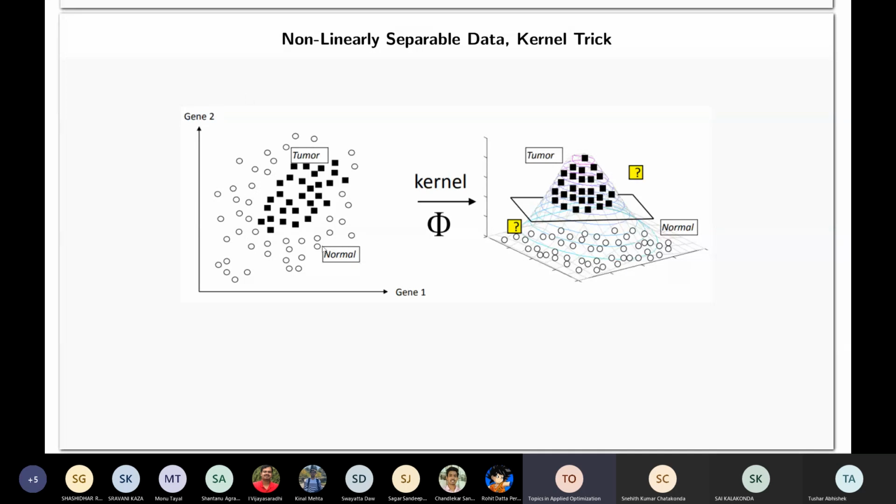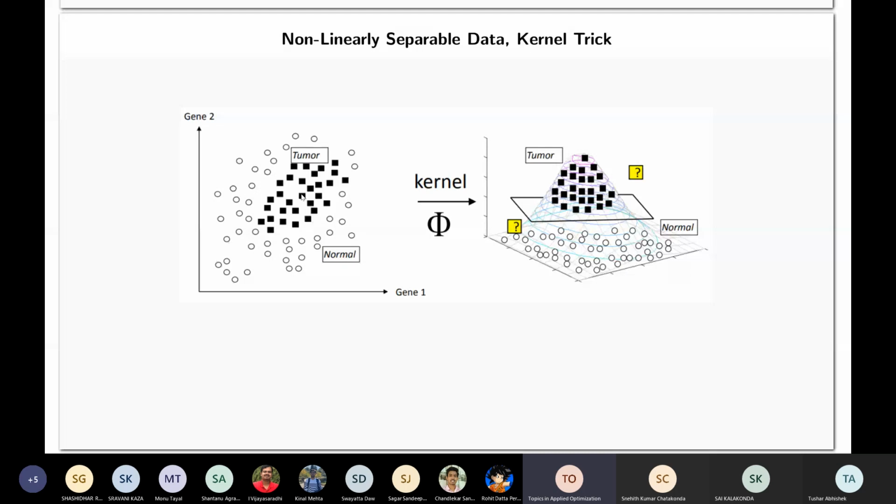In this case, we cannot hope to find a hyperplane and then a supporting hyperplane and do the separation. That's not possible because this is not linearly separable. So how do we use SVM in such a case? Then we apply something called a kernel.